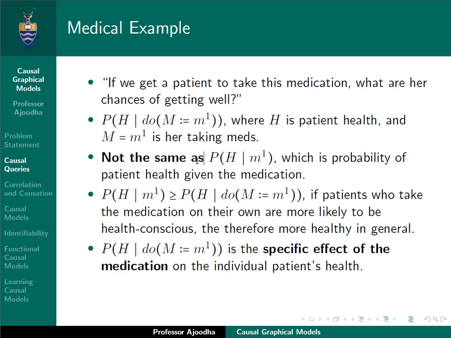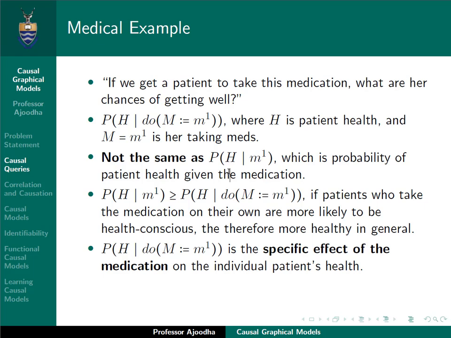So instead, the causal question is this one over here. So this means, what is the probability of health if we intervene and make the patient take the medication? This is a very different kind of scenario. So these two quantities can be different, actually. So patients who take medication on their own may already be more health conscious, may follow medical advice more carefully, or may have better access to health care. So their improved health may not necessarily be caused by the medication alone, okay?